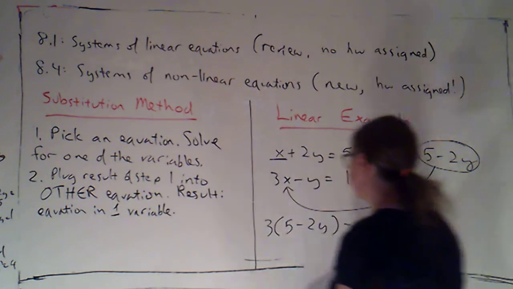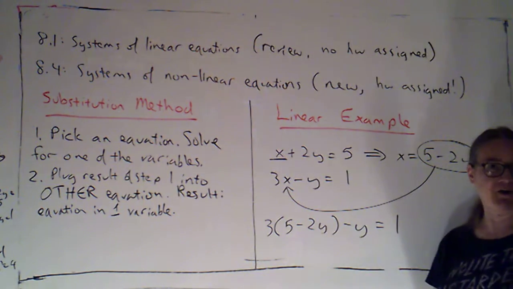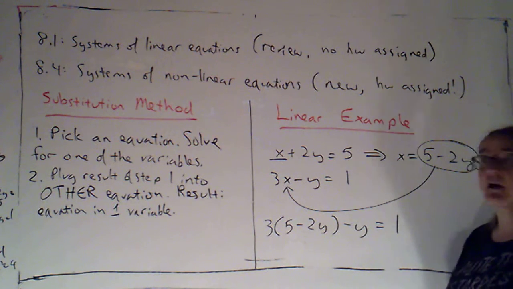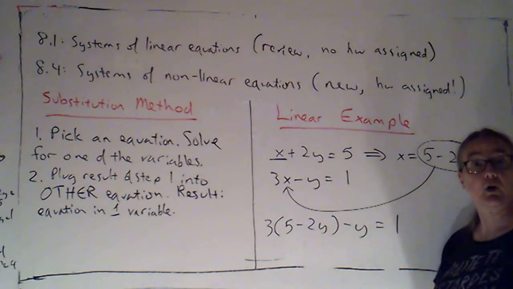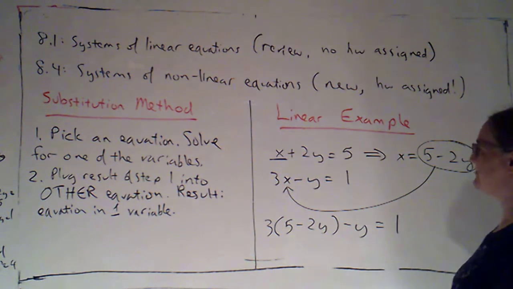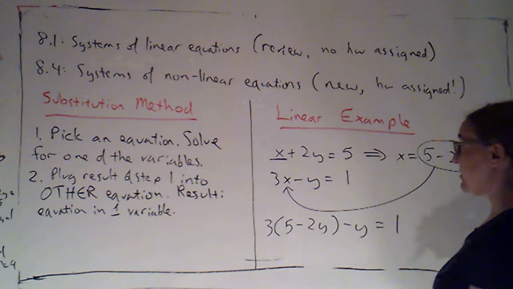Now, because with this example we're looking at a linear system, the result is a linear equation in one variable. When we move on to nonlinear systems, that might not necessarily be true. So we might have some more complicated sorts of equations to solve. That's okay. Once I've got this, my next step is to solve it.